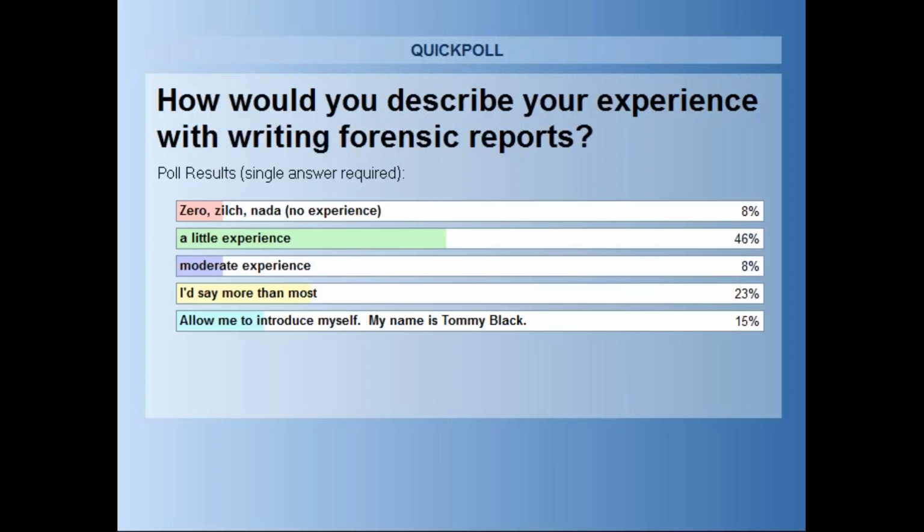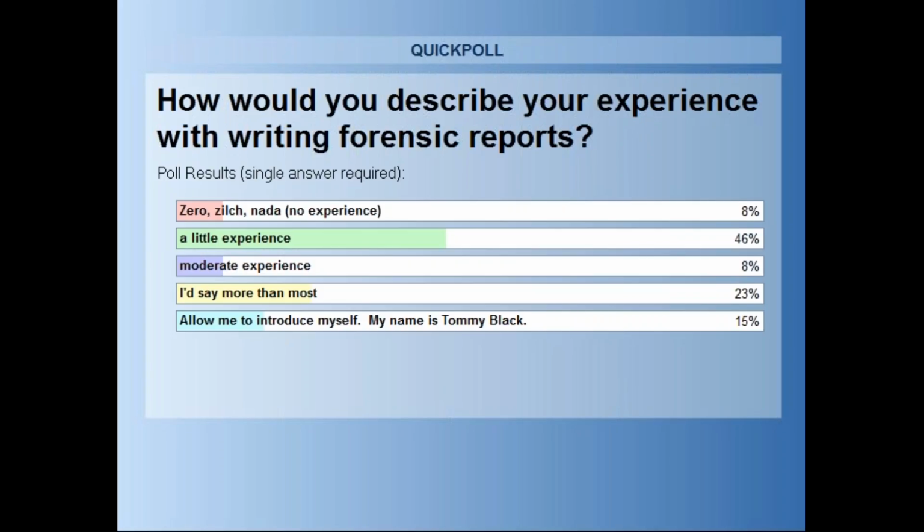So hopefully this webinar will really help you out, because what we're going to be doing in this webinar is not only covering the oral exam, but also how you write the report to begin with prior to your oral exam. So we're going to cover both.